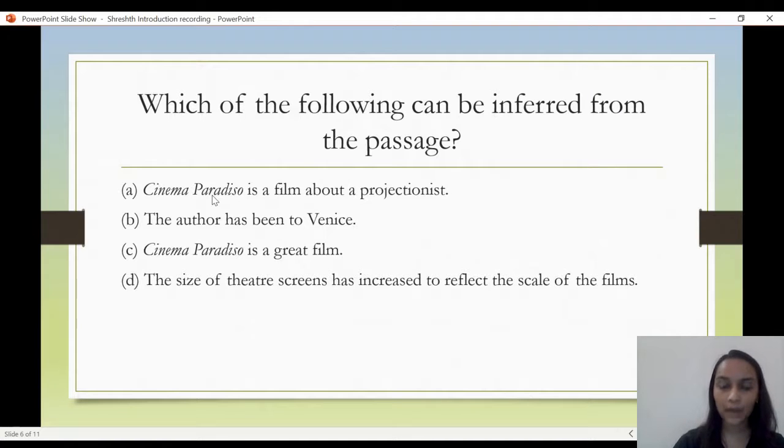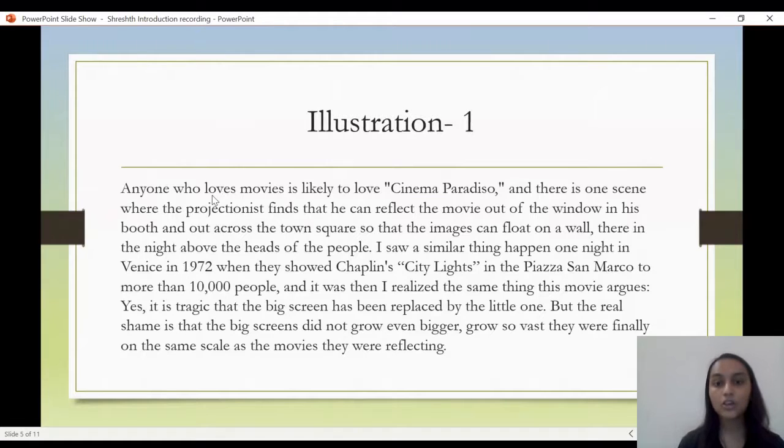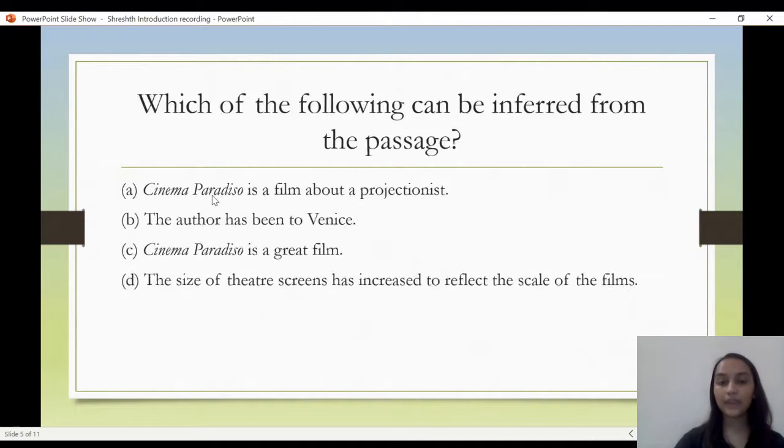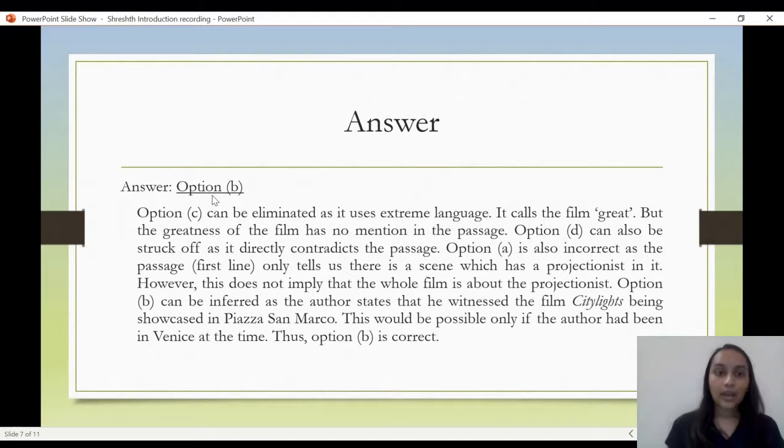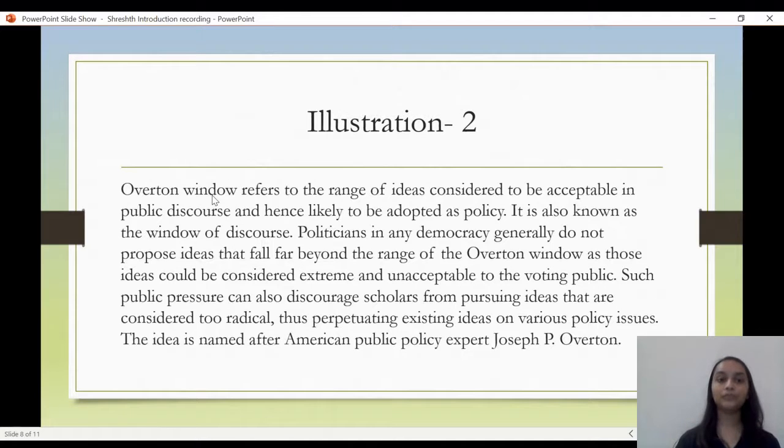Now we'll just refer back to the passage once again to cross check. If you read the second line, "I saw a similar thing happen one night in Venice in 1972." From this, we can immediately understand that this is possible only if the author had been in Venice at that point. So we can infer that the author has visited Venice at least once, right? Therefore, option B is what we can infer from the passage. It's the most appropriate answer. All right, this was a simple one. Let's look at the next illustration.